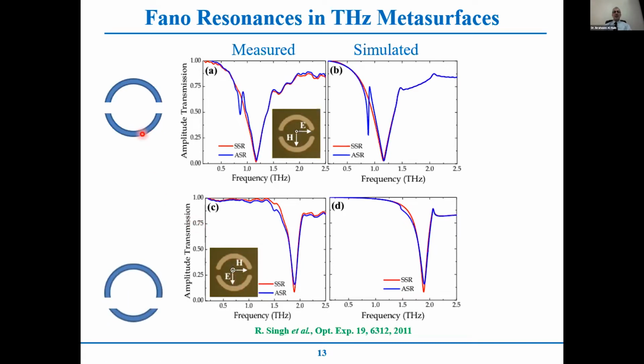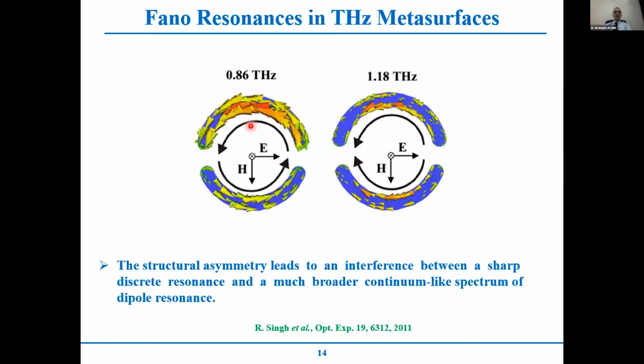Now, if we break the symmetry of this SRR, so we have different lengths of these two arms, we start to get this asymmetric Fano-like resonance, which is much sharper than a conventional dipolar one. If we go with the other polarization, this disappears, and we prove that experimentally compared to the simulation. Here you see the sharpness in the simulation is greater, because in the measurements we are normally limited by the TDS, how long you can scan, which depends on the thickness of the substrate that you have.